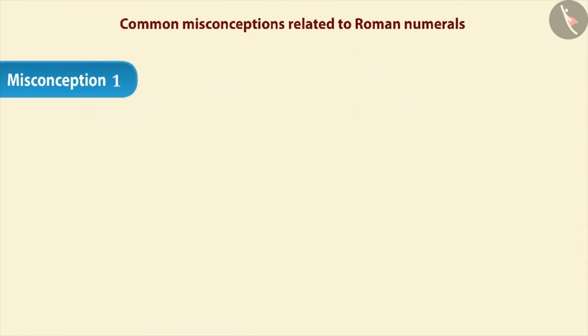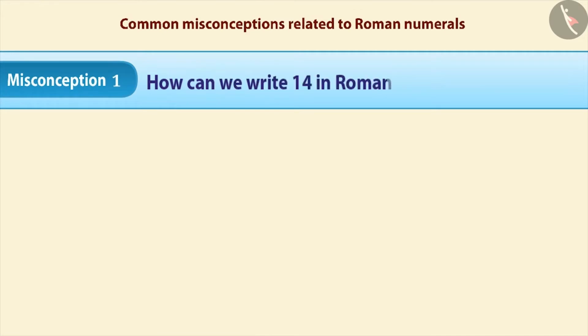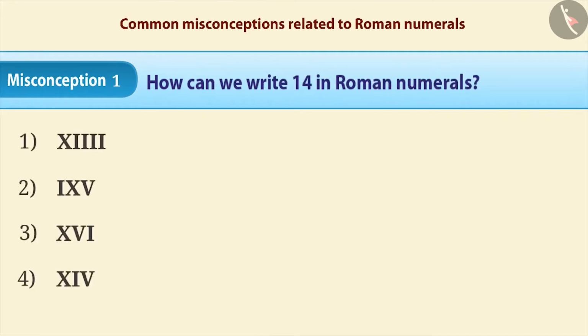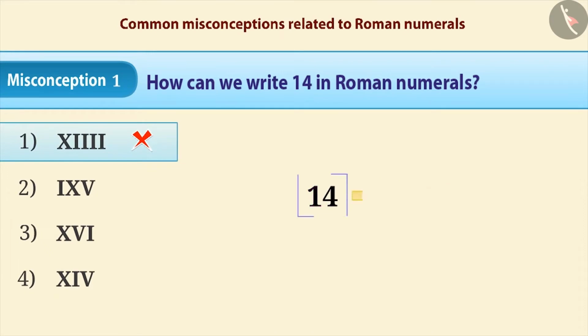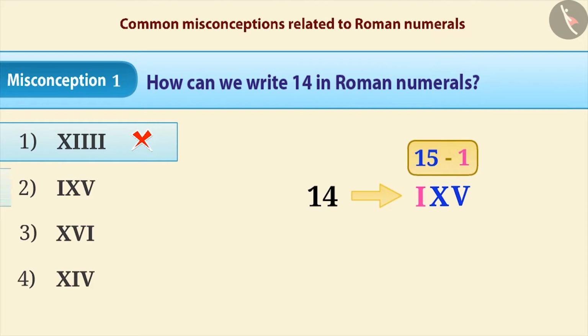Misconception 1. How can we write 14 in Roman numerals? Due to lack of proper understanding of rules for writing Roman numerals, the symbol of 1 is repeated 4 times. This is a misunderstanding. Similarly, 14 is sometimes expressed as the symbol of 5 along with the symbol of 10, which together makes 15, and then to subtract 1, the symbol of 1 is written before the symbol of 10. This way of writing is incorrect.